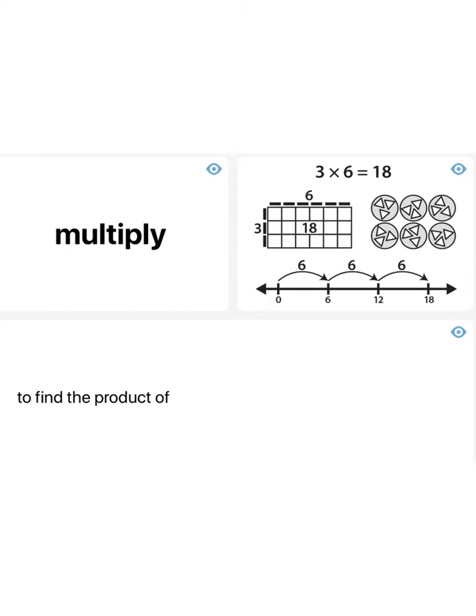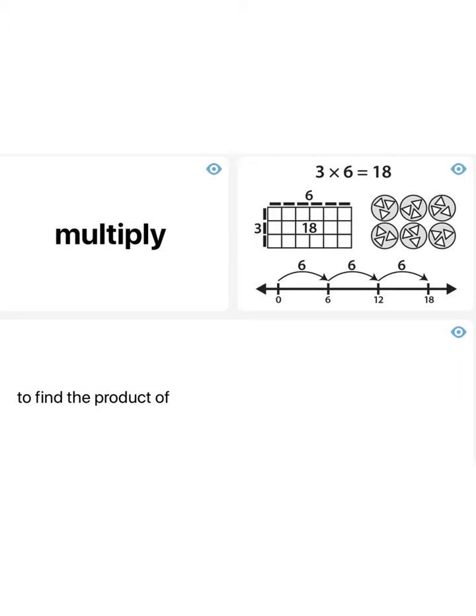Multiply. We're going to be talking about multiplying, and it means to find the product of. Here in our equation we have 3 multiplied by 6, and it says it's 18. Now, you can use the block method, or if you prefer to draw it out in this kind of way, or you can also use the numerical line to help you achieve the answer to the problem.